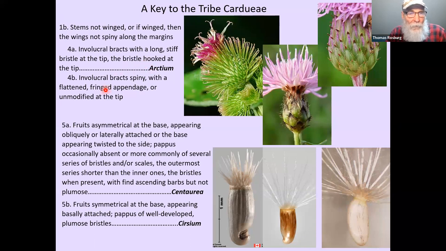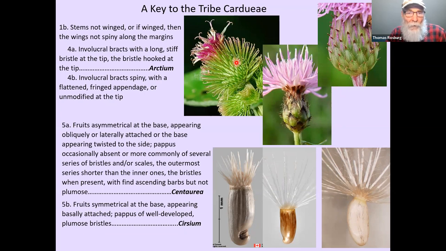The other alternative is involucral bracts spiny with a flattened or fringed appendage, or just unmodified, just a spine. And here's a couple examples of other types of involucral bracts that would be keyed out underneath 4B. This one here has just got some little fringed cilia type bristles, you might say, at the tips of the bracts. This one here has some short little spines. But again, neither of these, of course, look anything like that.